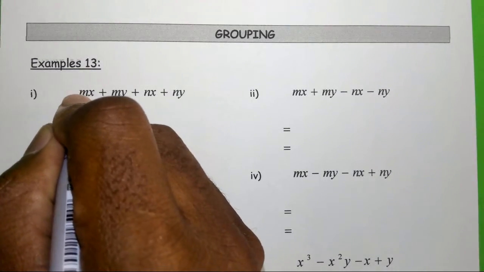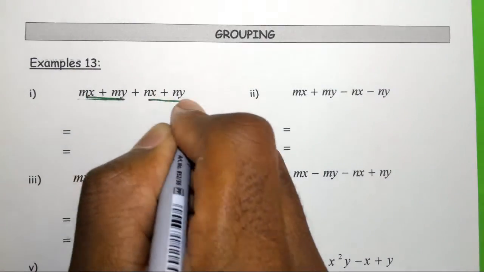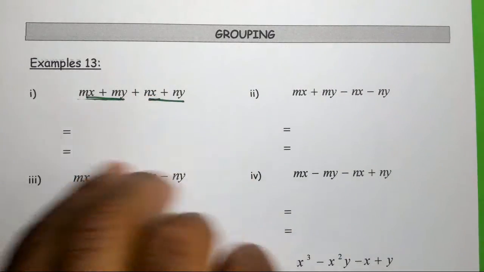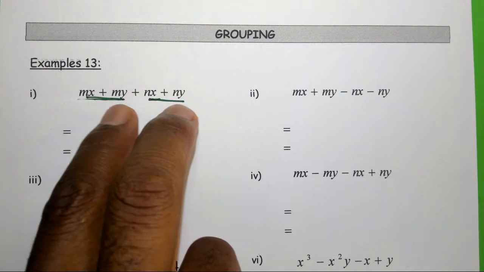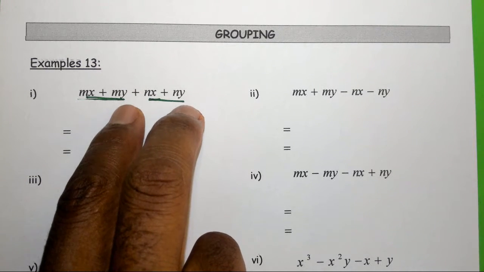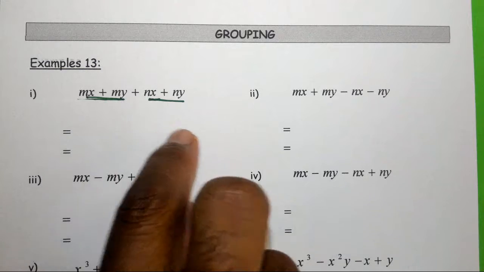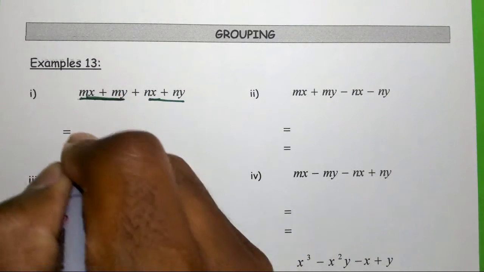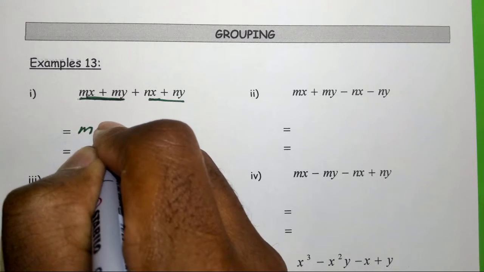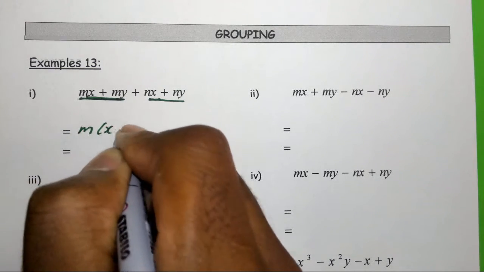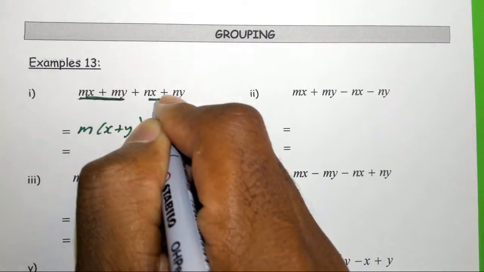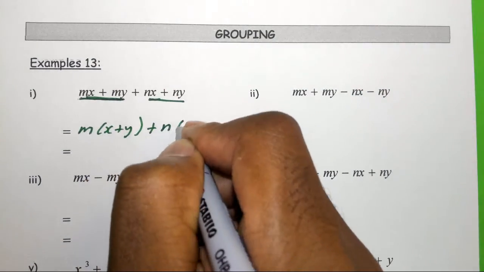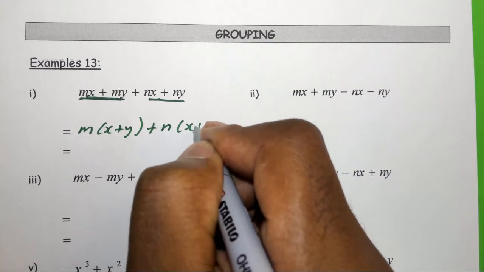If you look at the first 2 terms and the last 2 terms, not necessarily in this order, it can be in different order, I have to group 2 terms and pull a common factor in such a way that the 2 brackets are exactly the same. For example, if I look at the first 2, my common factor is m, and if I pull m, I have x plus y, and for the last 2, if I pull n, I'll have n bracket x plus y.